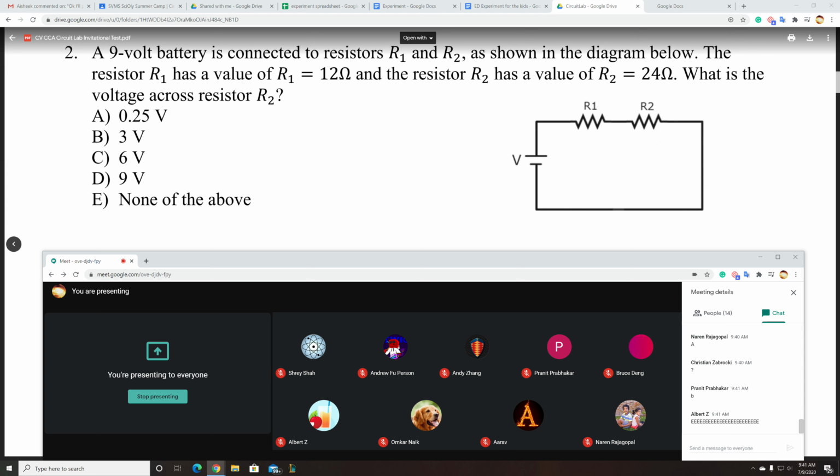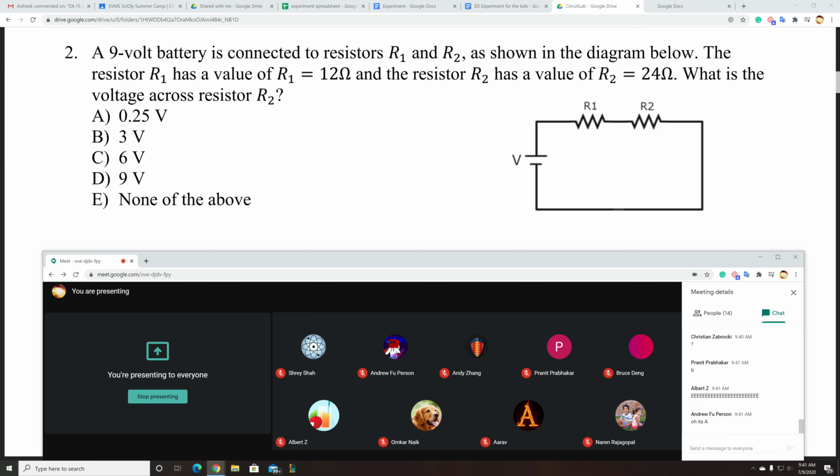Read this question, just read it. A 9-volt battery is connected to resistors R1 and R2. Of course. Christian's on the right track, I'll tell you that. Because it's not E. Wait guys, what do you not get? This is supposed to be like a 1-second question in competition. Like this is supposed to be like 5 seconds. What do you not get?